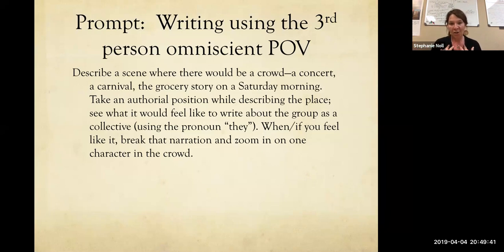And I could zoom in on my main character at times, or I could zoom in on the character who gets her involved in this. But I'm also just looking at what the crowd is wearing. What are they doing? What song is playing in the back? What is the speaker saying? And doing that from this third person omniscient point of view gives me the opportunity to really see the whole scene from the outside looking in.